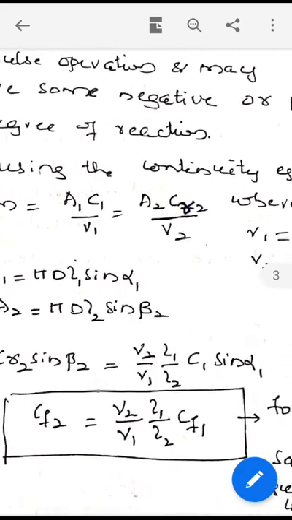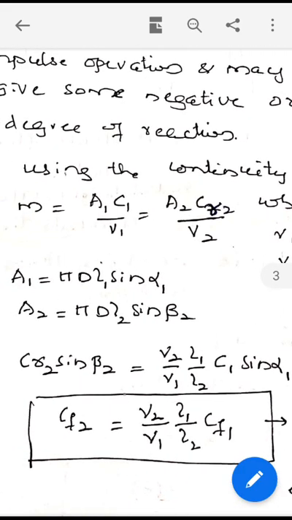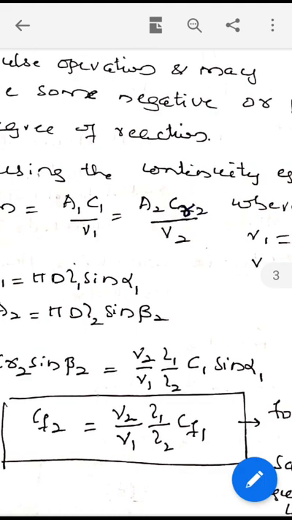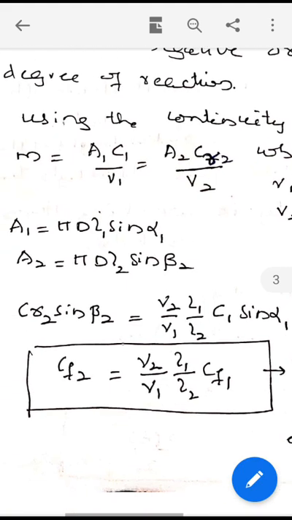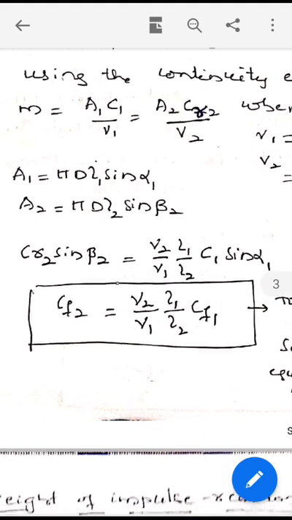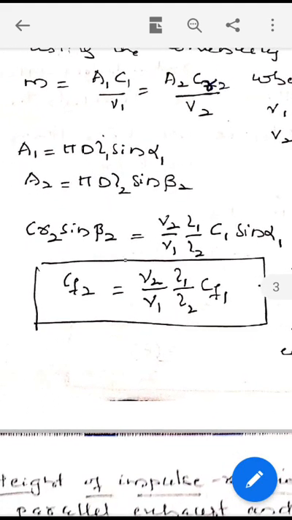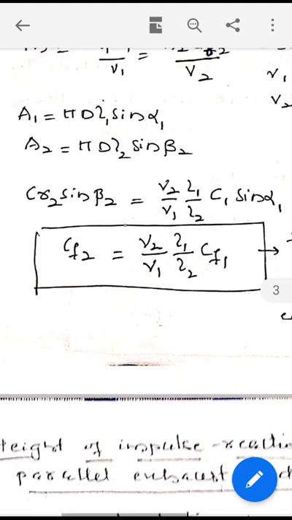Now the continuity equation: m = A1 C1 / v1 = A2 CR2 / v2, where C1 is the velocity at the inlet of the blade, CR2 is the relative velocity at the outlet of the blades, and small v1 and small v2 are the specific volumes at the inlet and outlet of the blades. So A1 = pi d L1 sin alpha 1, and A2 = pi d L2 sin beta 2.